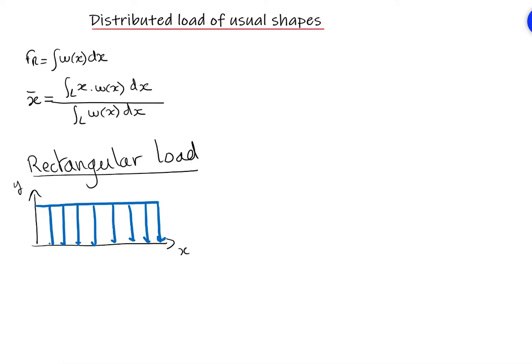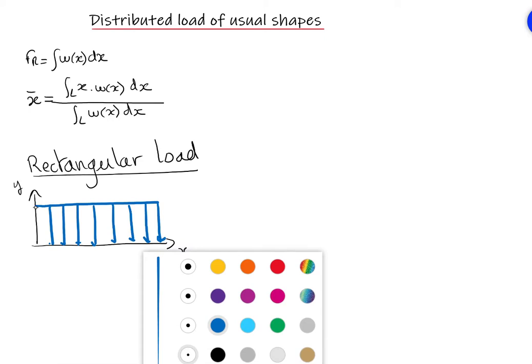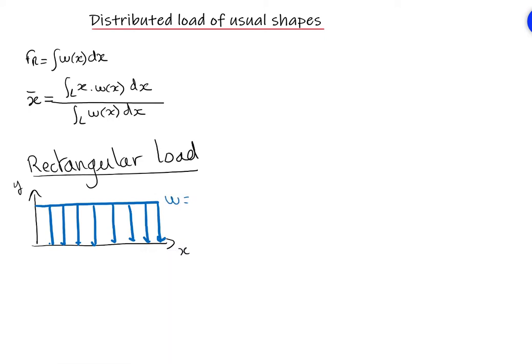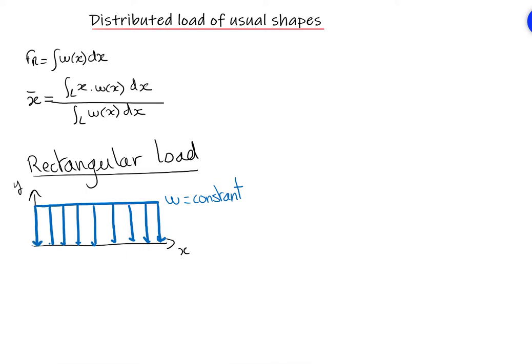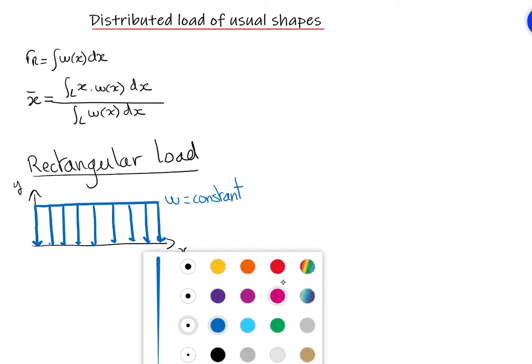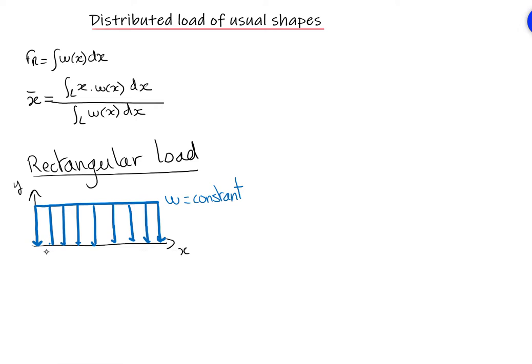Because it's a rectangular load, the w is constant. It's just a number, maybe 100 Newton per meter, maybe 25 pounds per feet, something like that. It's just a number that doesn't change, into this dF. And the length there, I know it is L. So the first question, what is FR?